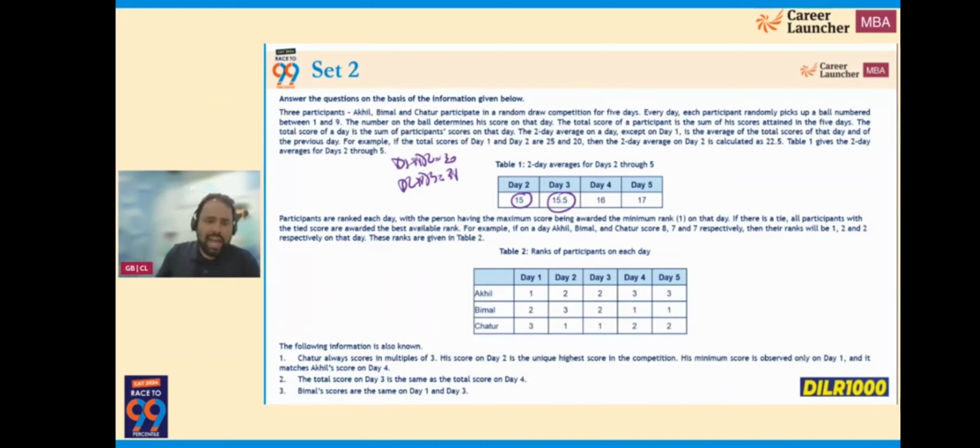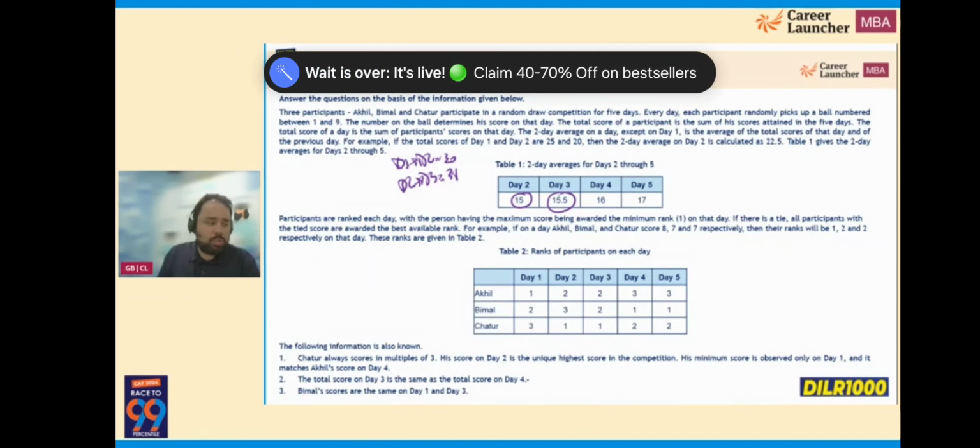So ranks also. Additional info: Chatur always scores in multiples of 3. His score on day 2 is the unique highest score in the competition. His minimum score is observed only on day 1 and it matches Akhil's score on day 2. Okay. The total score on day 3 is the same as the total score on day 2.